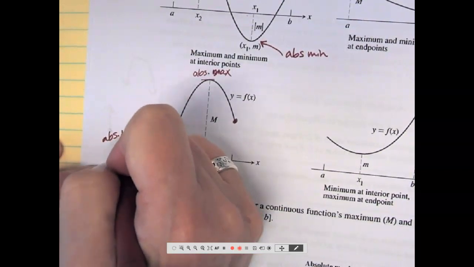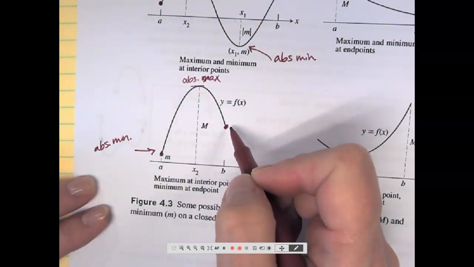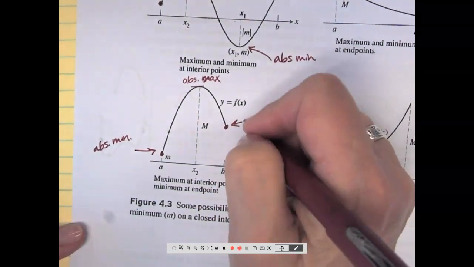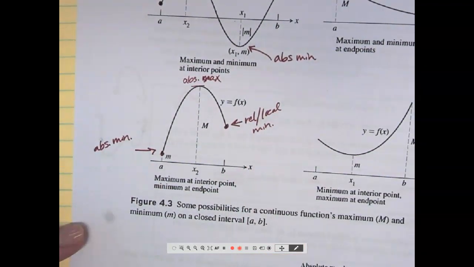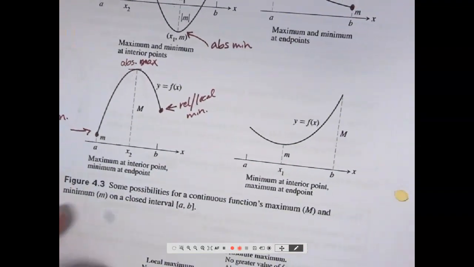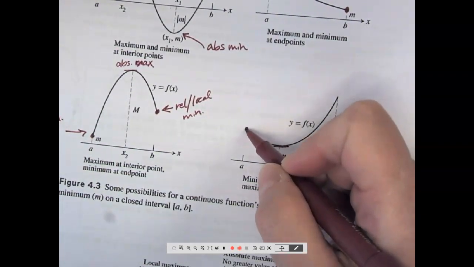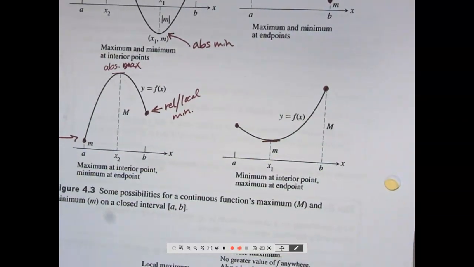Absolute minimum here. And then would this classify as anything? Relative min. It is the lowest point in that area of the graph, but it's not the absolute. Okay, this one has a minimum at an interior point, a relative max at an endpoint, and an absolute max at an endpoint. So, moral of the story is they can occur anywhere, at the endpoints, or somewhere in between.